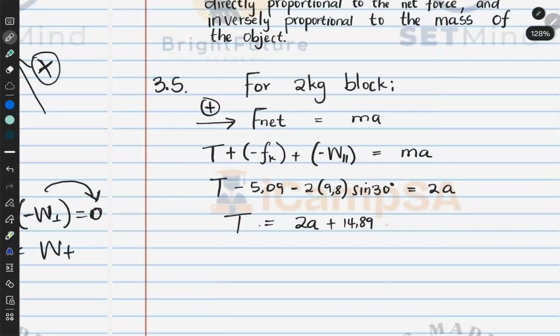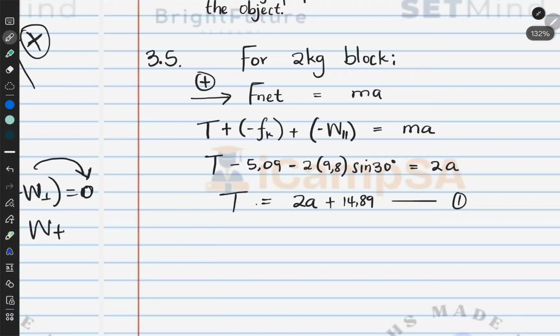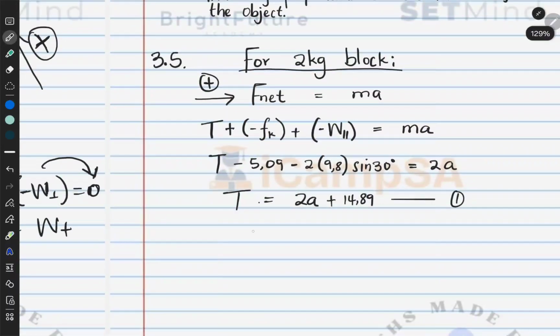Right, so now we have this. We call it our equation 1. Why? Because there are two unknowns and we can't solve them with the current equation that we have. So we must find another equation. Remember, if you have one unknown, you can use one equation to solve for it. If you have two unknowns, it means you need two equations.